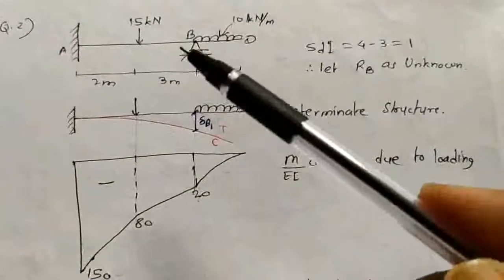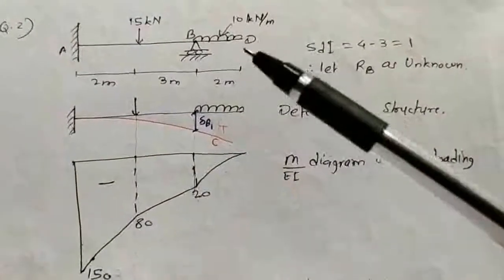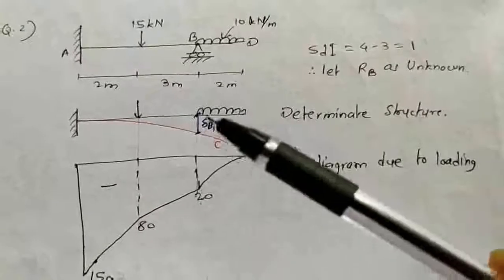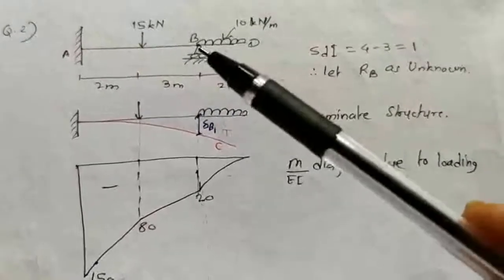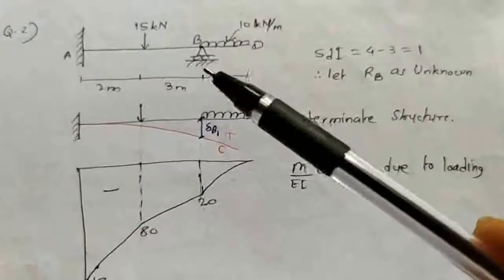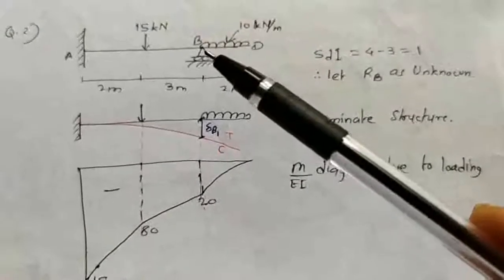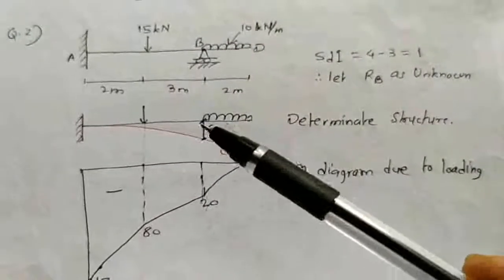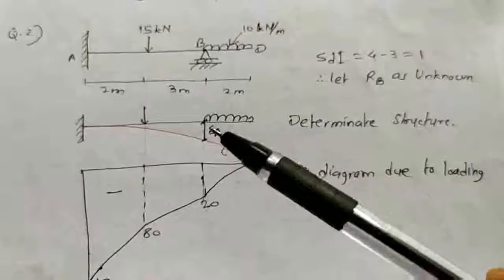Remember, BD is the overhang portion. Of course, you have to consider only the displacement about a joint. So you are going to find the displacement about point B only. So this will be delta B1. This is to be found out, delta B1.